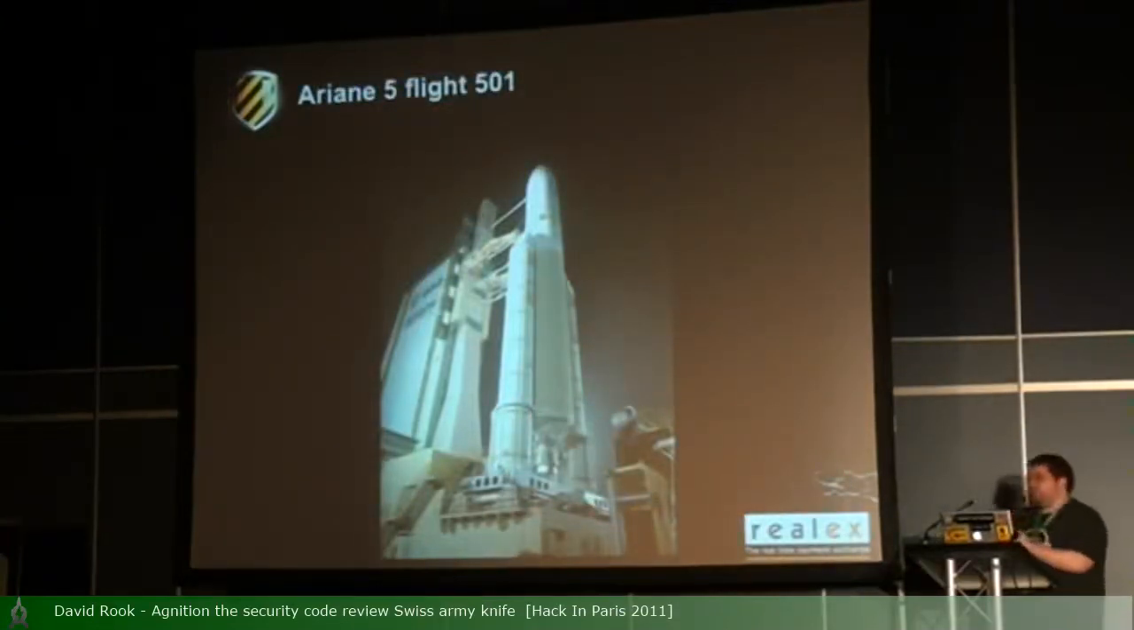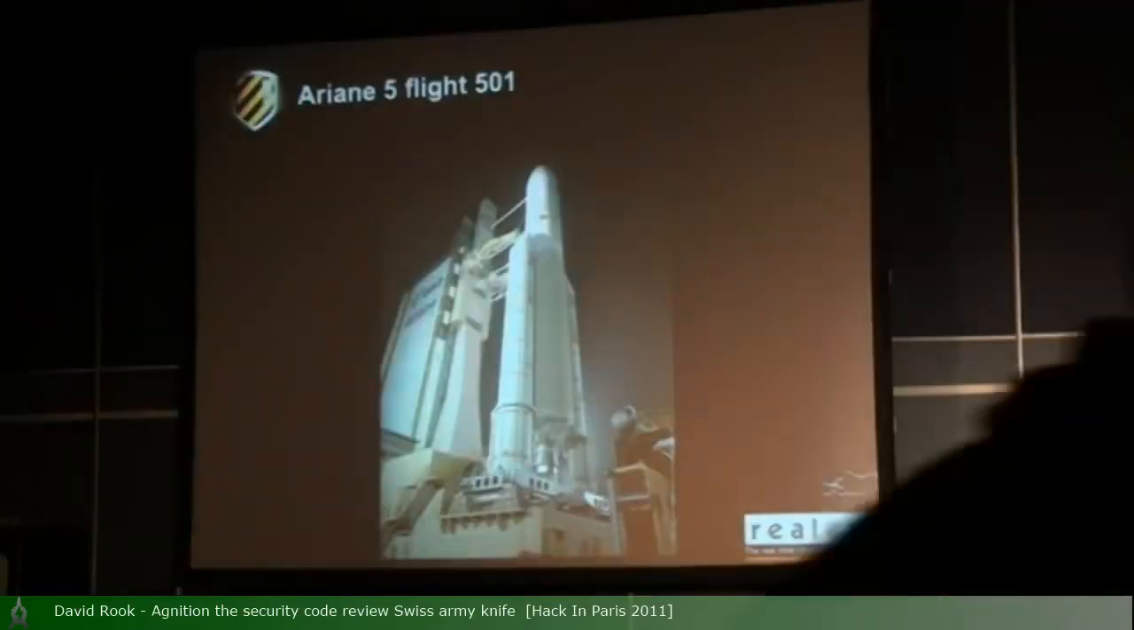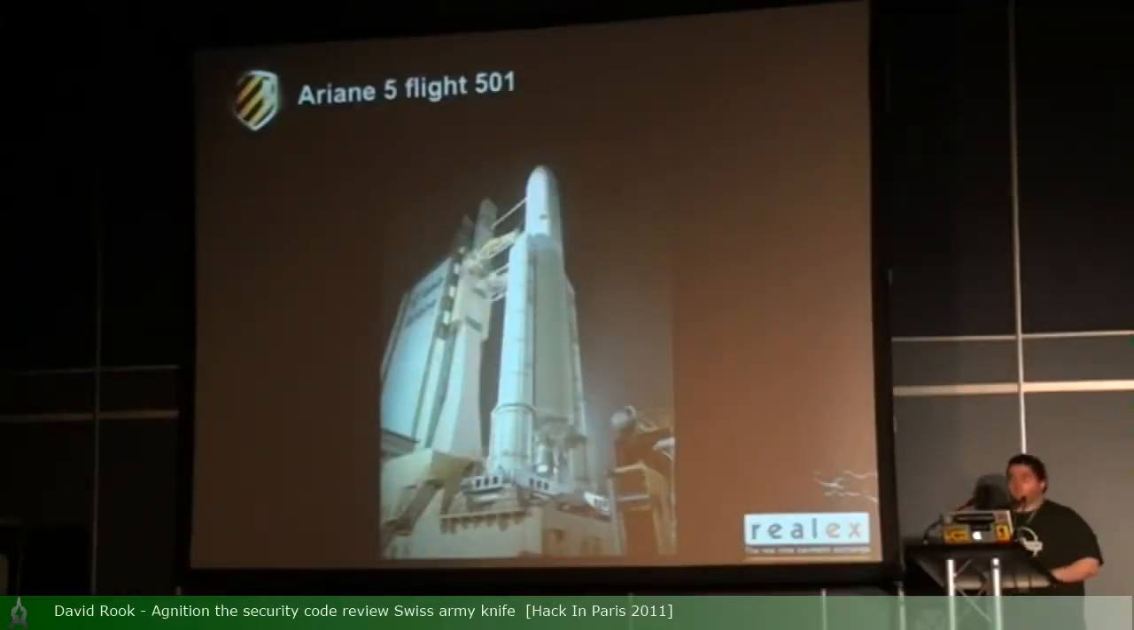So the first one here was the Ariane 5 rocket, in particular Flight 501. Now, with these examples, there's never one single root cause, but one of the biggest issues for this particular version of the Ariane 5 rocket was that it would take a 64-bit floating point value and try to convert that to a 16-bit integer value, causing an overflow, of course.